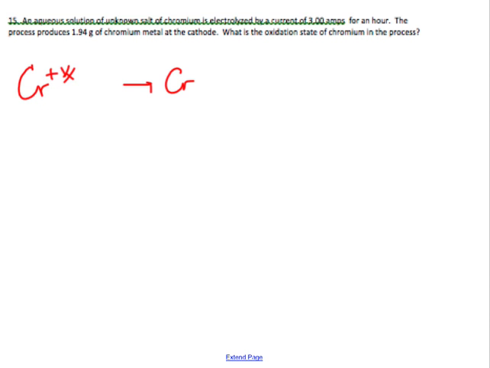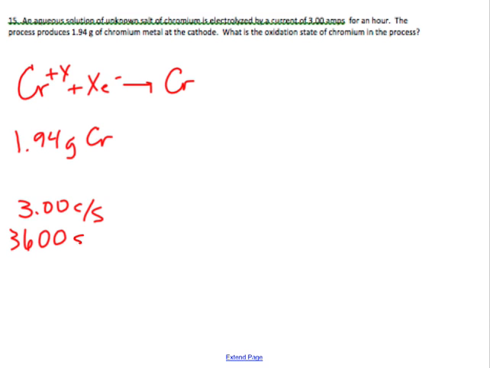But calling this X does what? What does that tell us about the electrons? Plus X electrons, right? So at the end of the day, we're trying to figure out what X is. Looking at the information they gave us: 1.94 grams of chromium, and we're running at 3 coulombs per second for 3,600 seconds, for an hour. This is basically a two-step process, but just instinctually, what's something we can find immediately? Moles of chromium. Let's go ahead and do that.